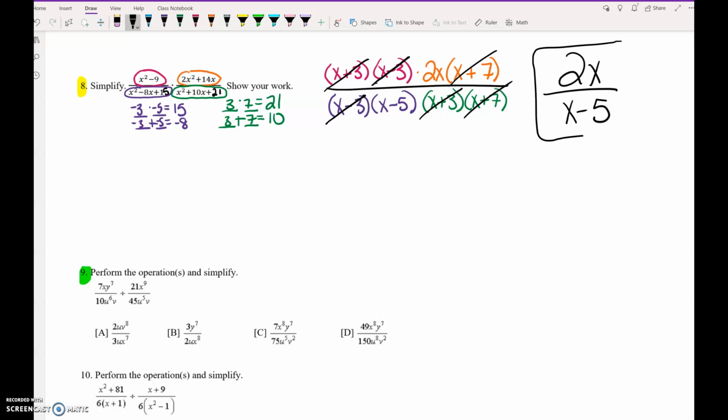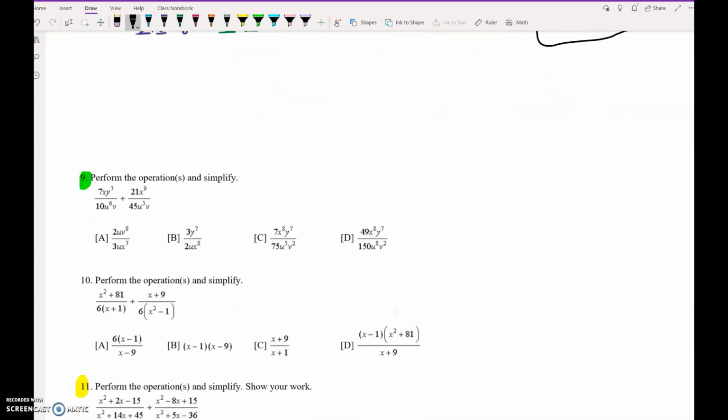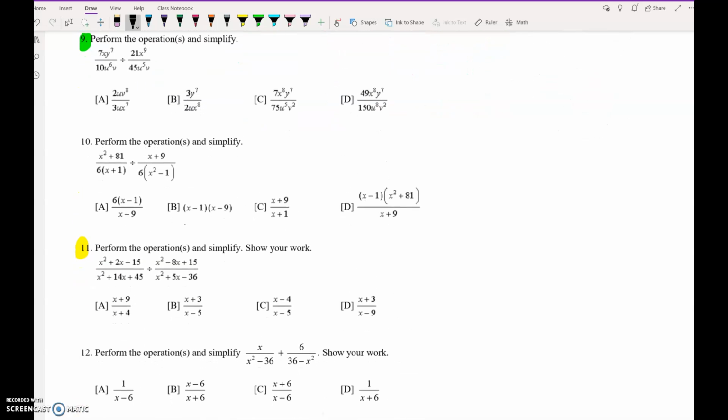This problem is also not multiple choice on the quiz, so I will really be looking for, did you factor each piece correctly? Did you cancel off the common factors? All of that good stuff. We'll talk about number 9 in a second. It's kind of related to number 11.